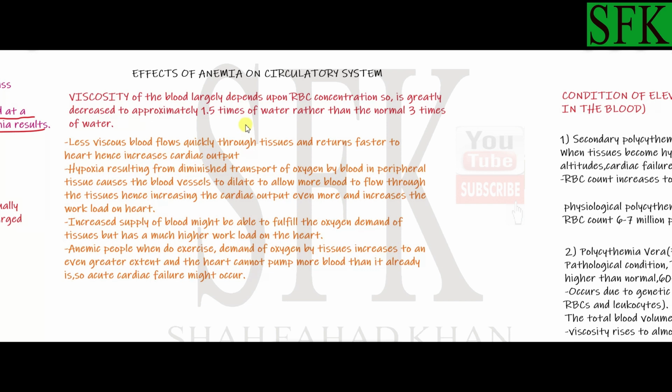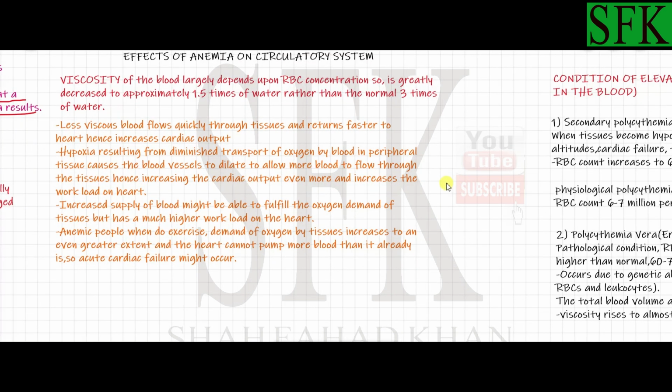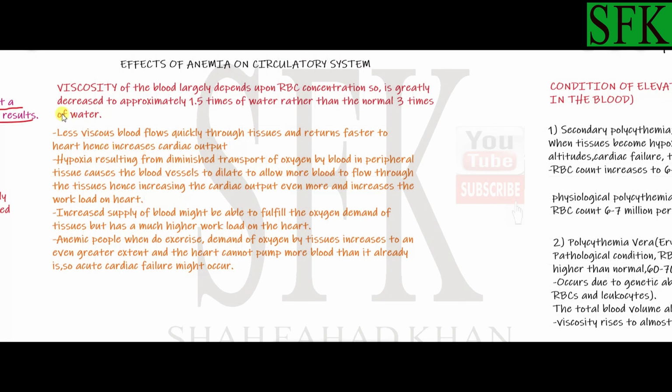because the number of red blood cells has decreased. So the blood can more easily flow through the blood vessels, and actually easier flow has more disadvantages rather than advantages. The disadvantage is that the blood will flow more quickly, and so won't give the tissues enough time to get oxygenated. Blood would flow more quickly through the tissues and return faster to the heart, and therefore the cardiac output from the heart will also increase. And so this will increase the workload on the heart.